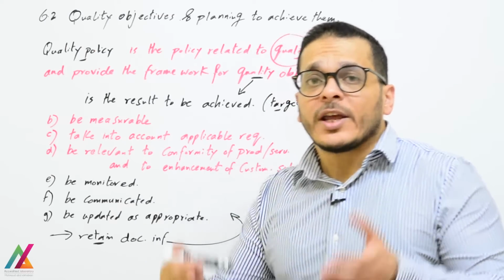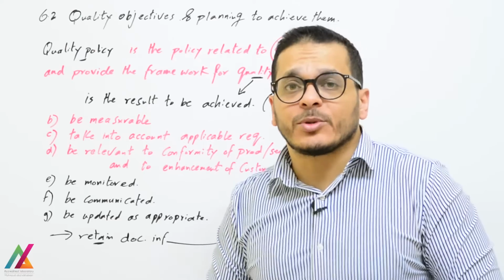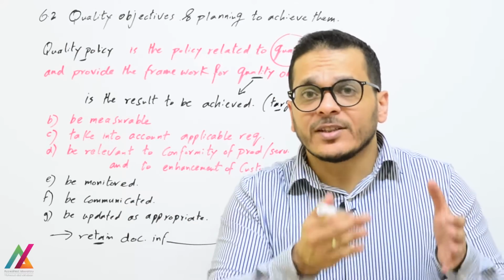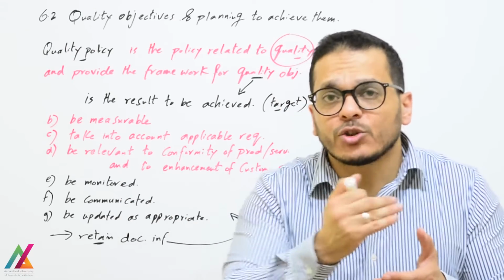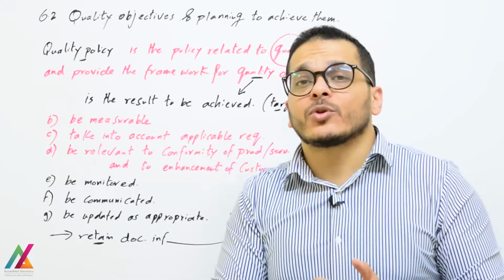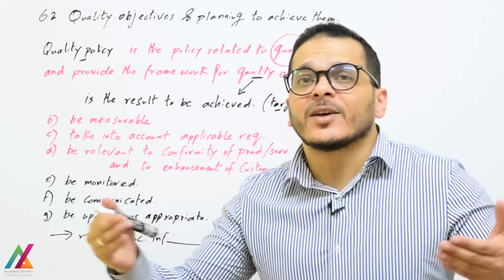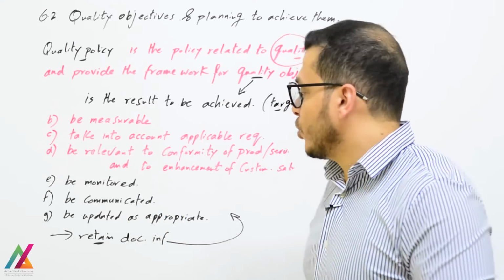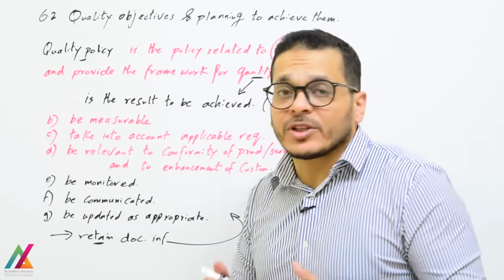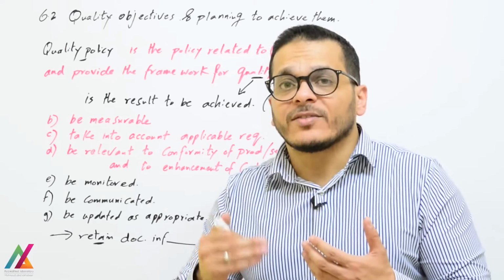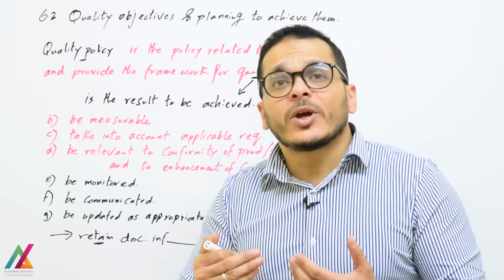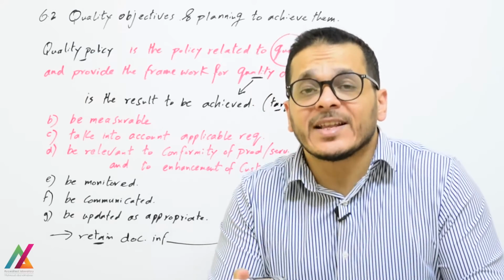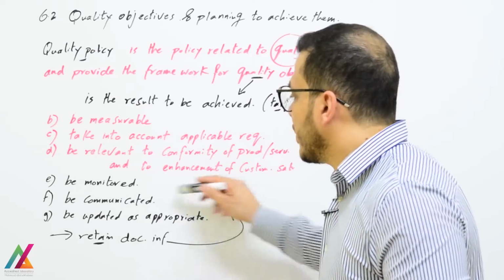As I said before, in the process approach you can do this, because you will separate all of your processes, and you will have a leader for each process who will monitor the quality objectives for that process. At the end you will achieve the policy of the organization. It should be communicated also, and updated as appropriate. If you find that you need other quality objectives that will improve the quality of products or service provided to the customer, and enhance customer satisfaction, that should be updated.